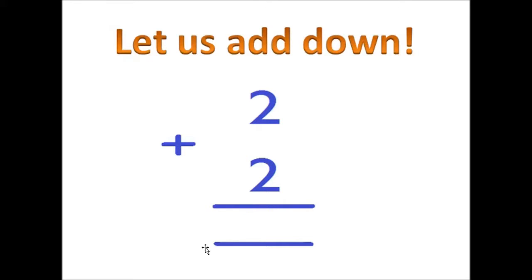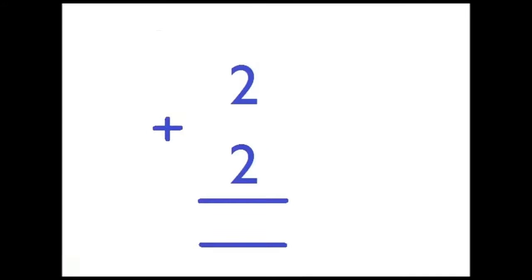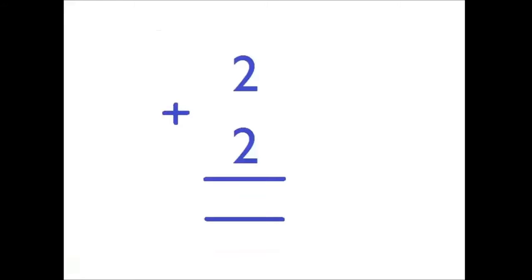So let us try to solve it. Here we have our problem again. And this time we're going to try to solve our problem. Again, boys and girls, remember this time we are not reading our number sentence going across. We are reading it going down, from up to down. So starting with the first number, 2 add 2 equals something.